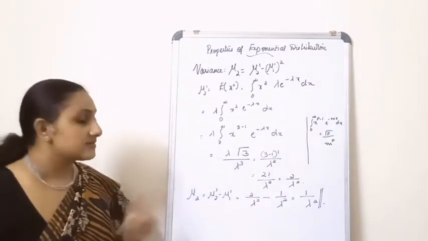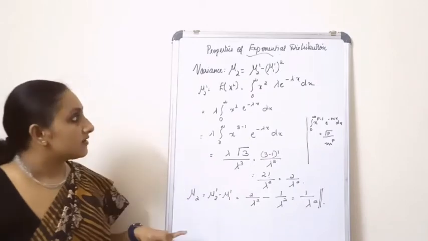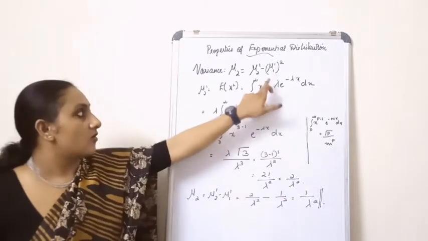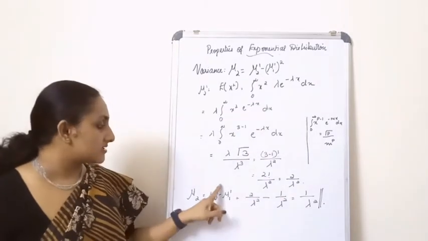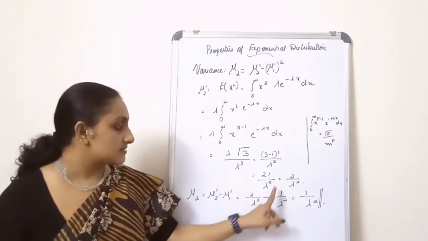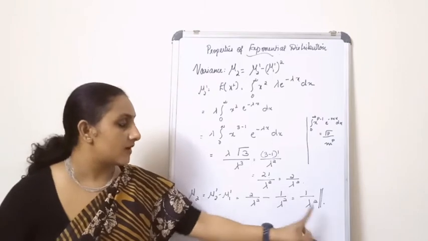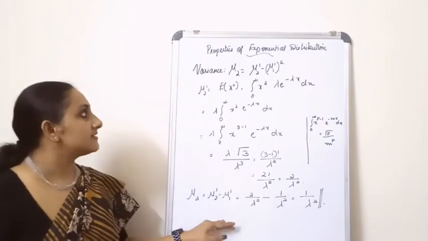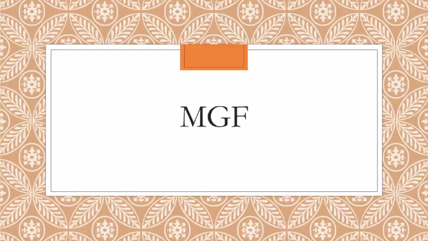Now what is mu2? To find out mu2, you can substitute this over here. So what will you get? Mu2 dash minus mu1 dash squared, which is equal to 2 by lambda square minus 1 by lambda square, that is equal to 1 by lambda square. So this is your variance.